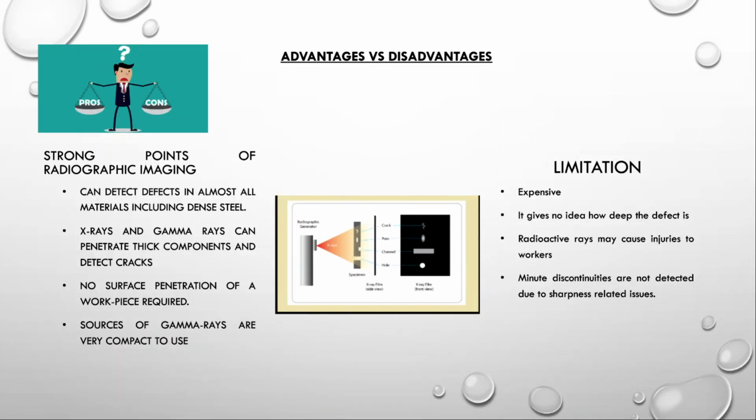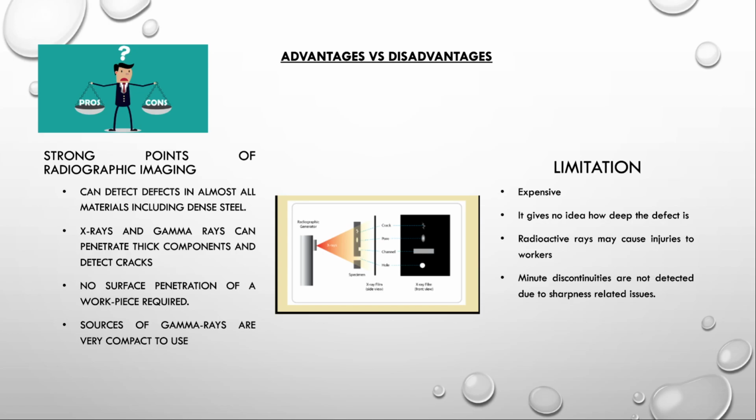Let's go further. These are the advantages and disadvantages of radiographic imaging. As you can see, it can detect defects in almost all materials, including stainless steel. X-rays and gamma rays can penetrate thick components and detect cracks. No surface penetration of the workpiece is required, that's why it is non-destructive testing. Gamma ray sources are very compact to use.